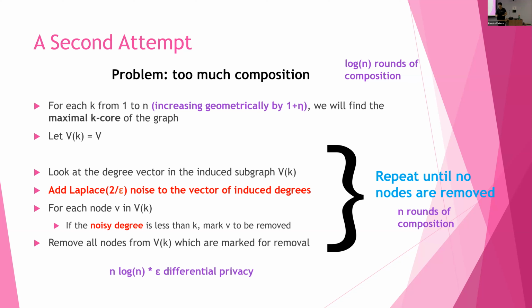So to summarize, in these 2 attempts, the first problem is that the sensitivity is too high, so when we add Laplace noise, it's bad. In the second attempt, we have too much composition, so we lose too much privacy, which goes into the additive error. So let's look at some ideas from previous work by my co-authors and some others to address these 2 issues.